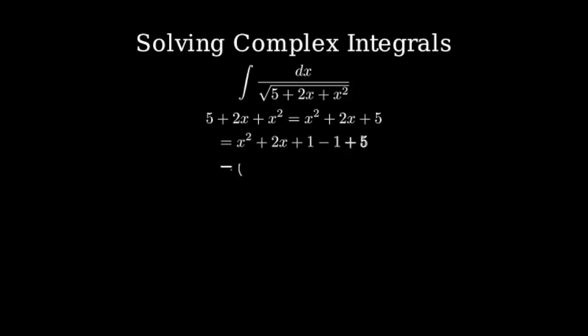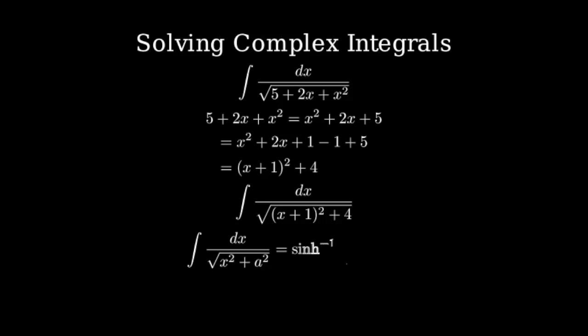So we get x squared plus 2x plus 1 minus 1 plus 5, which simplifies to quantity x plus 1 squared plus 4. Our integral is now the integral of dx divided by the square root of quantity x plus 1 squared plus 4. This is a standard form that leads to the inverse hyperbolic sine function.